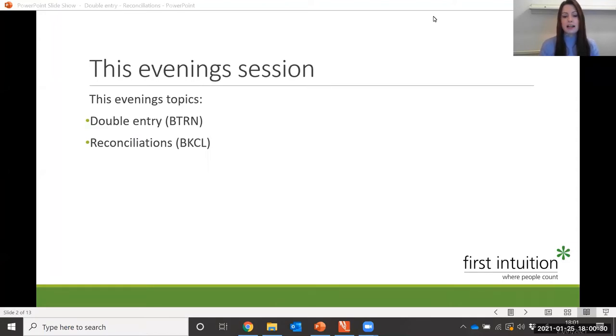So the first half of the session each week will be on bookkeeping transactions, the second half, the bookkeeping controls. And even if you haven't done one of the units yet, you're more than welcome to join in.